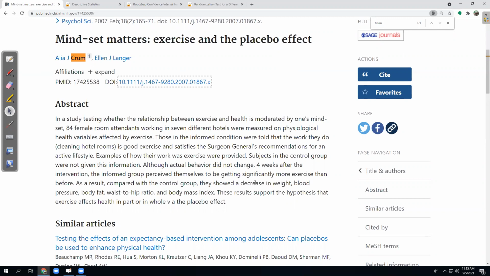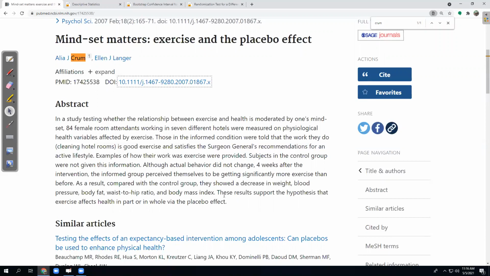The other group was not told this. And not only that, they went into specific examples of what work they do that is exercise. In the control group, they were not told this at all. They were just told, hey, we're doing a study. We wanted to just check some health factors about you. And they were measured in the beginning and they were measured after 4 weeks. And they measured things like blood pressure, body weight, body fat, hip to waist ratio, body mass index. They talk about that down here.